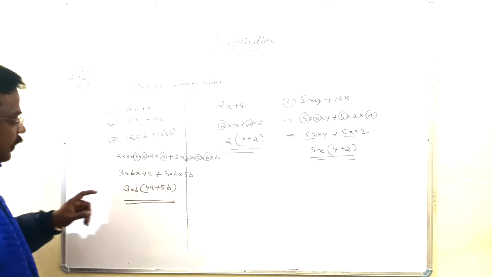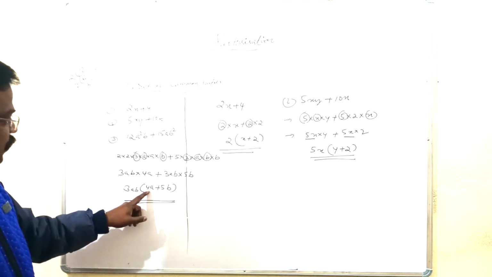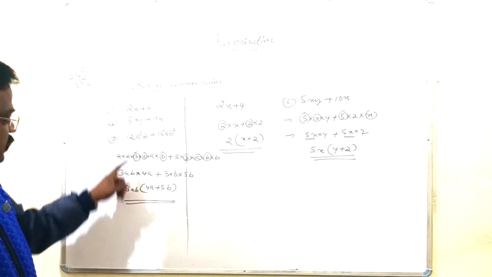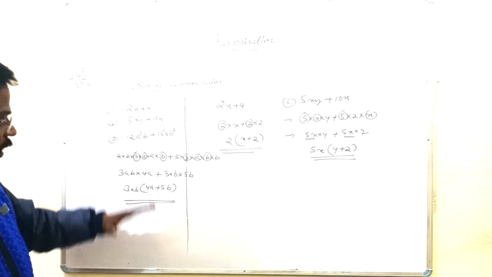Then we can check it. After this, 3 into 4 for 12, a into a square, then b. Like that, if you multiply, you should get this answer.